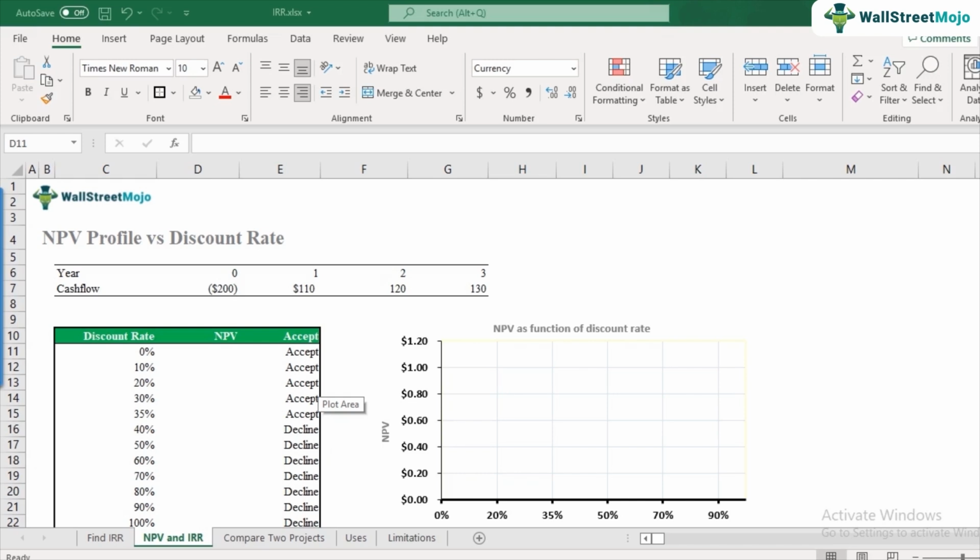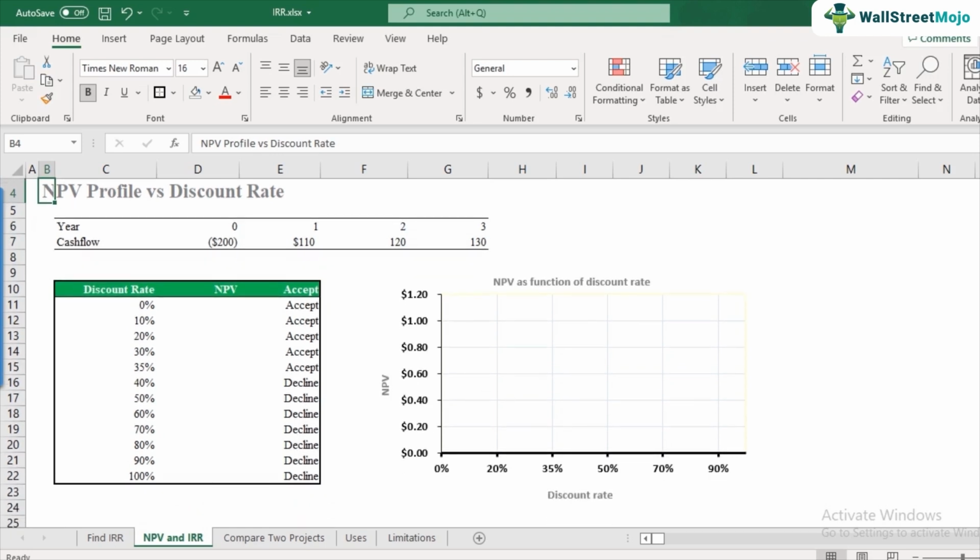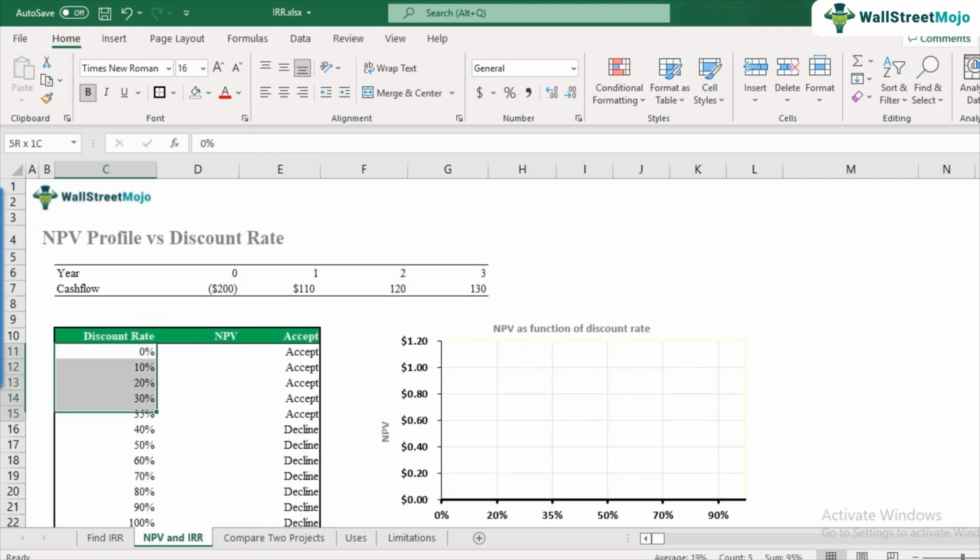Let us now get a visual understanding of internal rate of return. And for that, we will use this sheet called the NPV profile versus discount rates. So in this sheet, basically two things are happening. One, on the left-hand side, we have the discount rates. And for each discount rate, we will calculate the net present value. And the second thing is that as we calculate the net present value, we should be able to get the graphical form of this movement of NPV vis-a-vis discount rate.